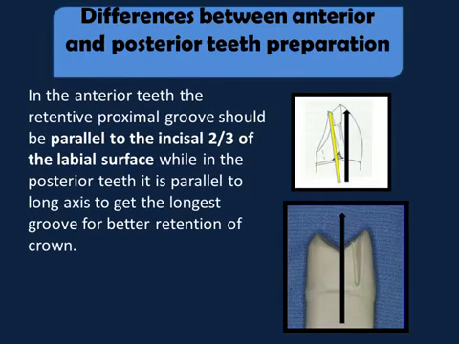So, the main difference between anterior and posterior teeth preparation for 3/4 crown is that in the anterior teeth, the retentive groove should be parallel to the incisal two-thirds of the labial surface, while in the posterior teeth, the proximal groove should be parallel to the long axis of the tooth to get the longest groove for better retention of the crown.